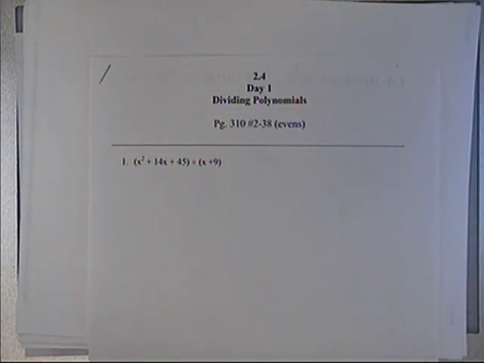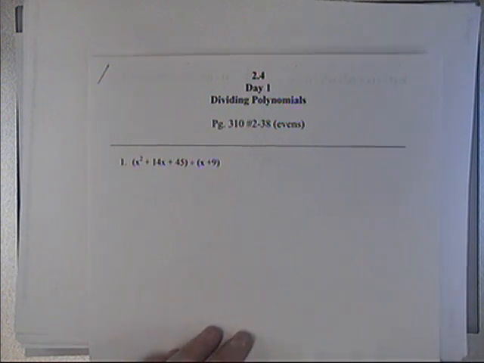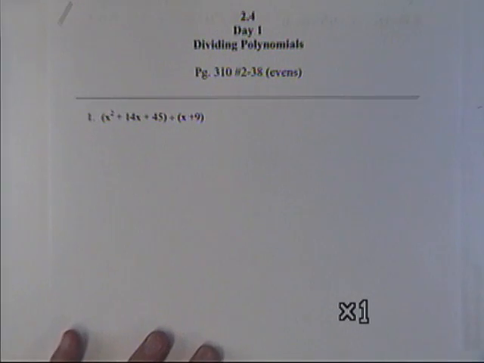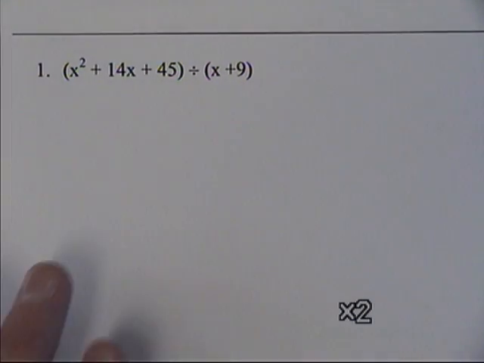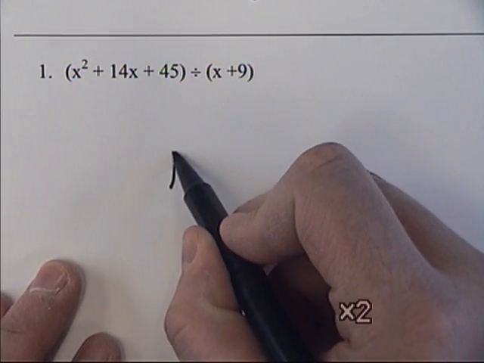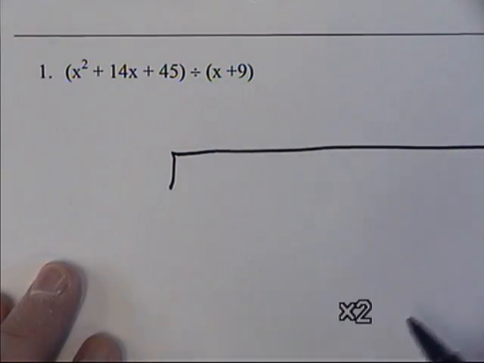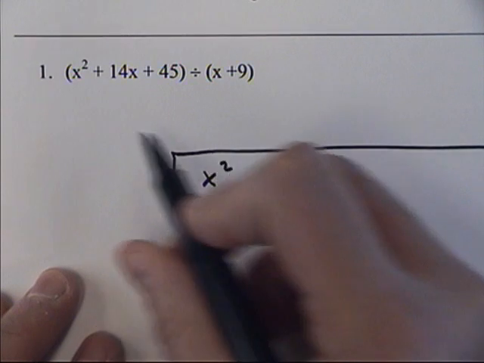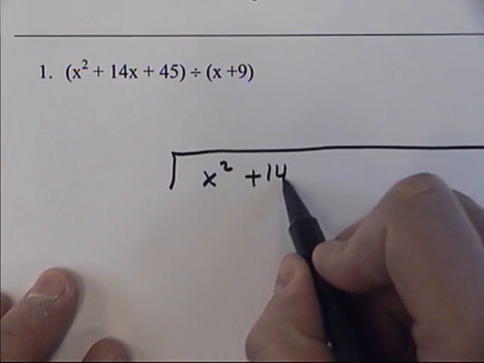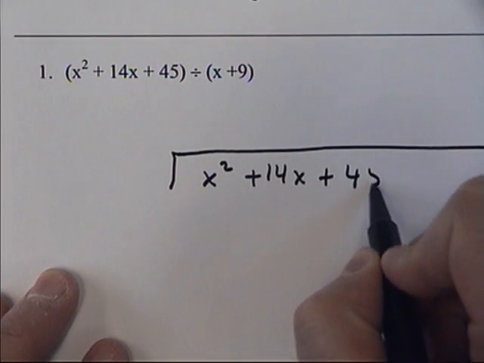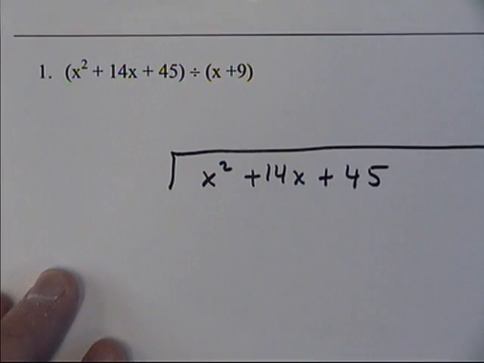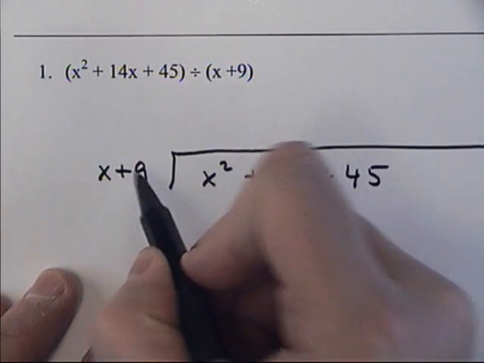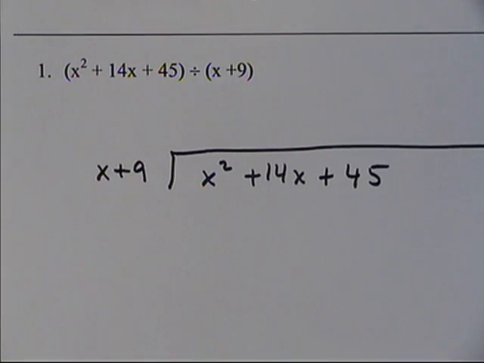I'm going to start with just a simple example, which is this division. Polynomial division is done just like regular division in terms of how you set it up. The dividend, which is the larger expression here, goes inside the division bar, and the divisor, the x plus 9, goes outside.